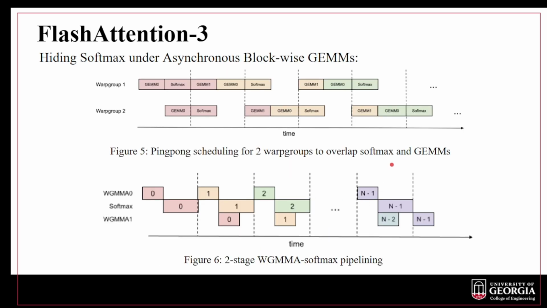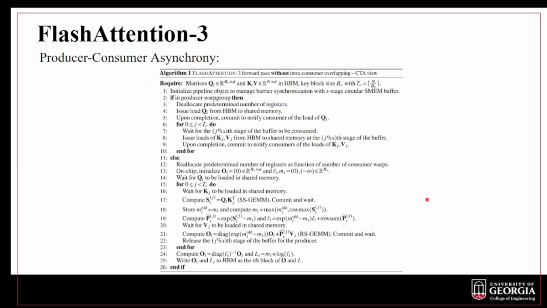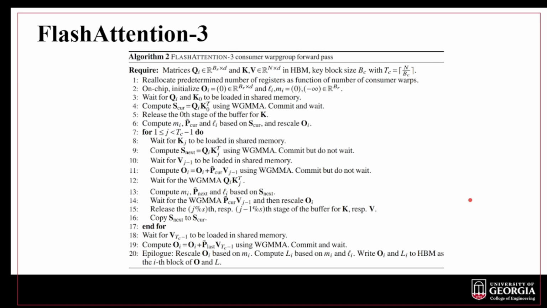To further improve the efficiency, the authors aimed to overlap the softmax computation with GEMM. The ping-pong scheduling is designed to achieve this, ensuring both inter-warp group and intra-warp group overlap. This scheduling overlaps the softmax and GEMM. So you can see here, Algorithm 2 functions as the replacement for the consumer path of Algorithm 1. These two form the complete FlashAttention 3 algorithm for FP16 precision.